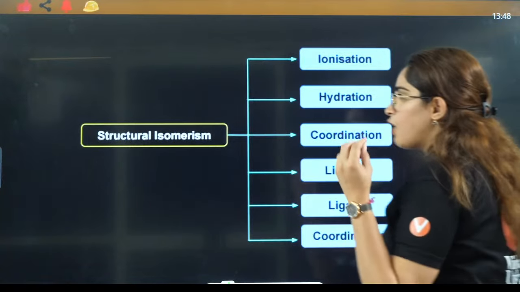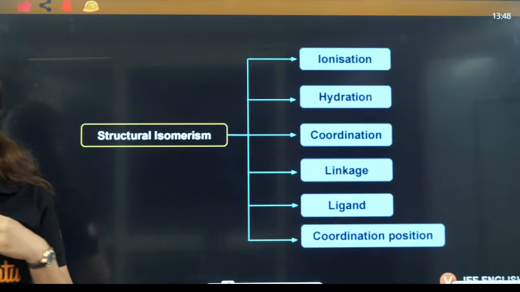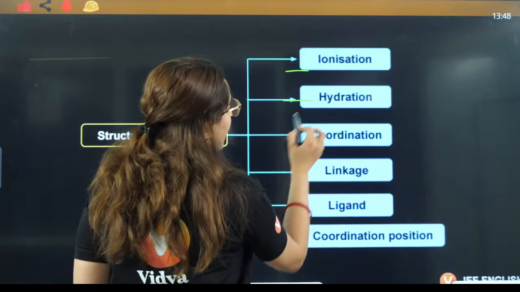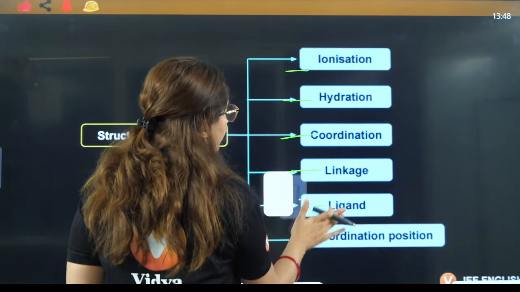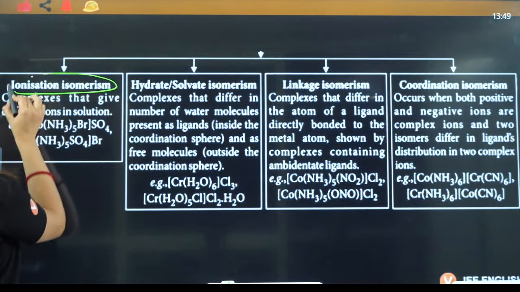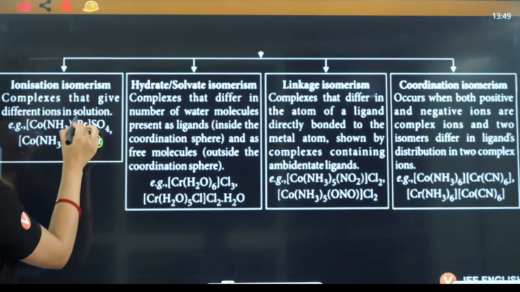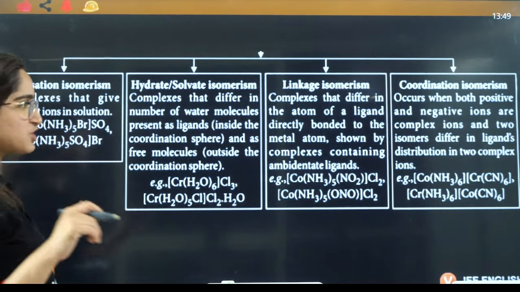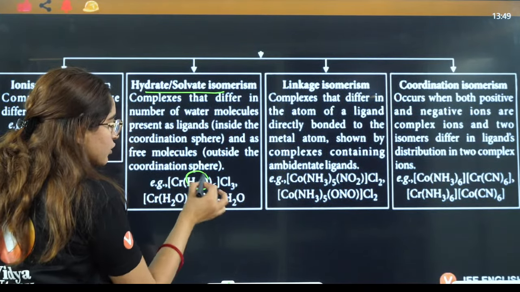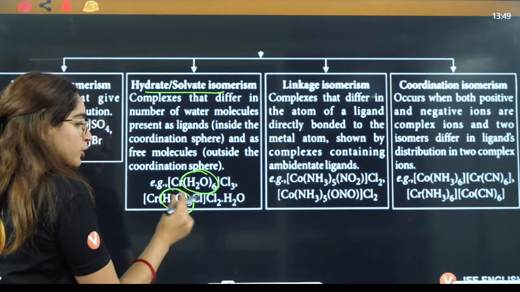Okay. Now, quickly, let's complete structural isomerism. I'll hardly give 10 minutes to it. If you talk about structural isomerism, ionization, hydration, coordination, linkage, ligand, and coordination position isomers are there. Ionization isomerism is that in which the counter ion and the ligand exchange their positions. That means ions are different here. Hydrate isomerism is where the number of water molecules behaving like a ligand are different. Here you have 6, here you have 5.